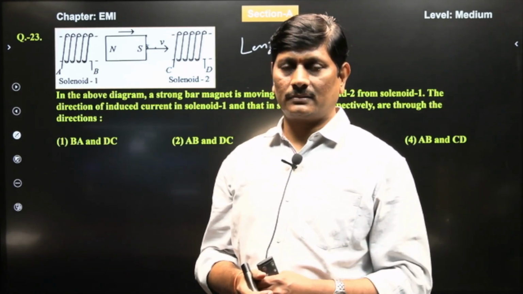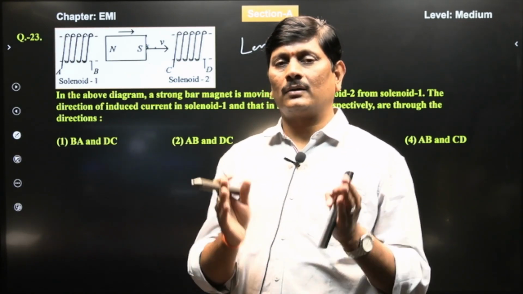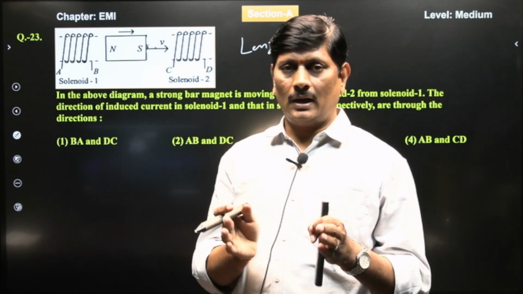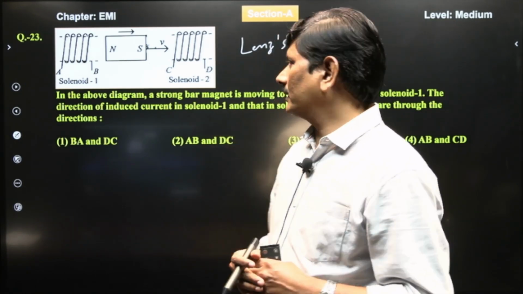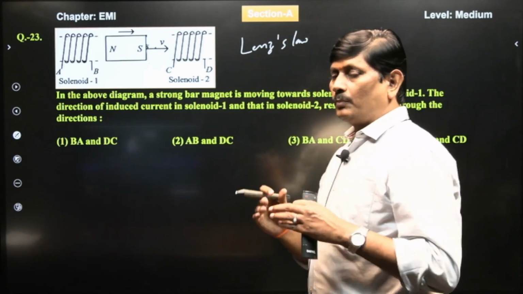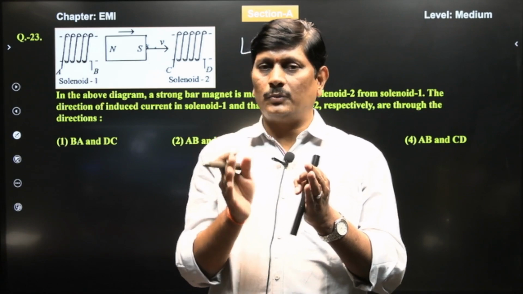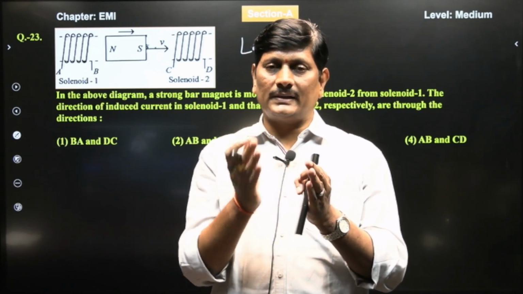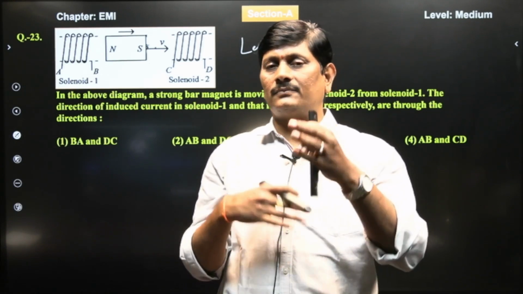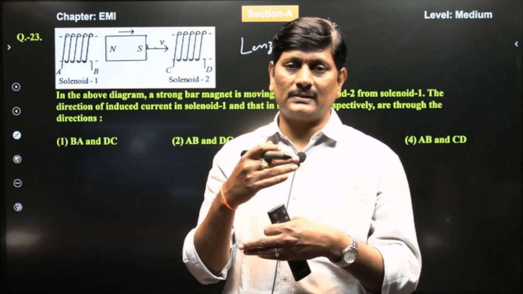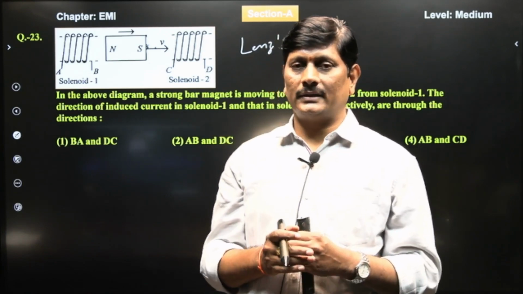A change in magnetic flux. We know that. Change in the magnetic flux is the reason for electromagnetic induction, or in the production of induced EMF or induced current. The induced EMF opposes the change in the magnetic flux. That means if the flux increases, induced EMF opposes the increase in flux. If the flux decreases, induced EMF opposes the decrease in flux. That is what Lenz's law says.